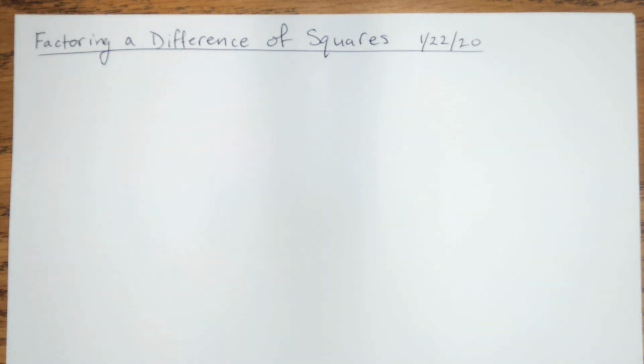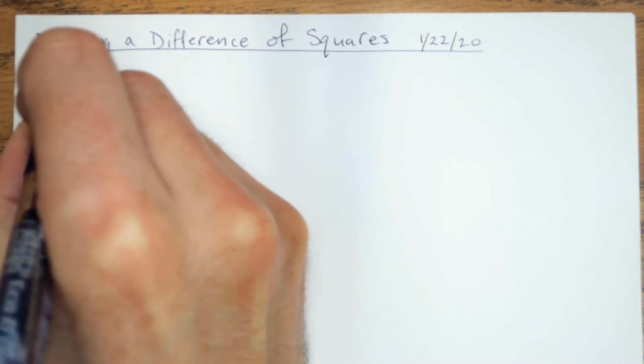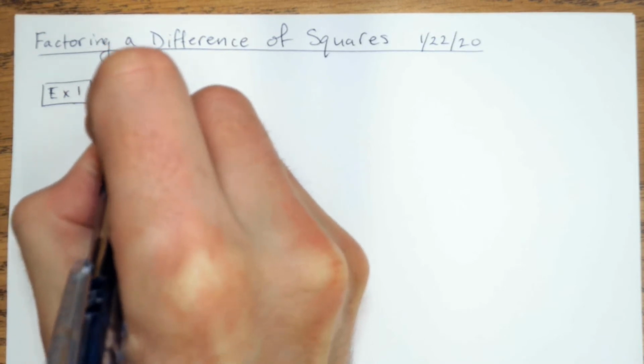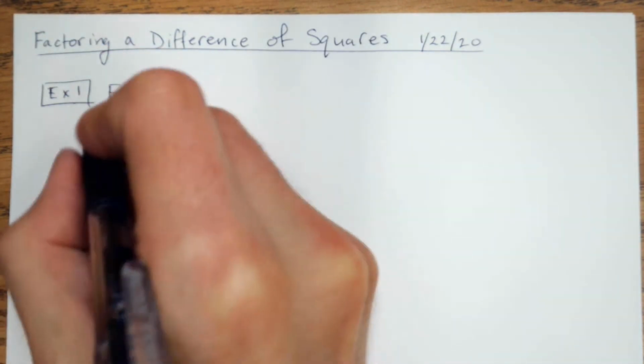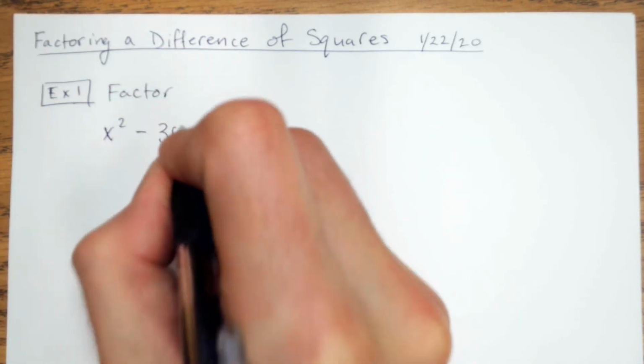So we're going to take a look at factoring a difference of squares this time around. And first I'm going to just start out by showing you an example. So this will be example 1, and the instructions are to factor. And what we're going to factor is x squared minus 36.